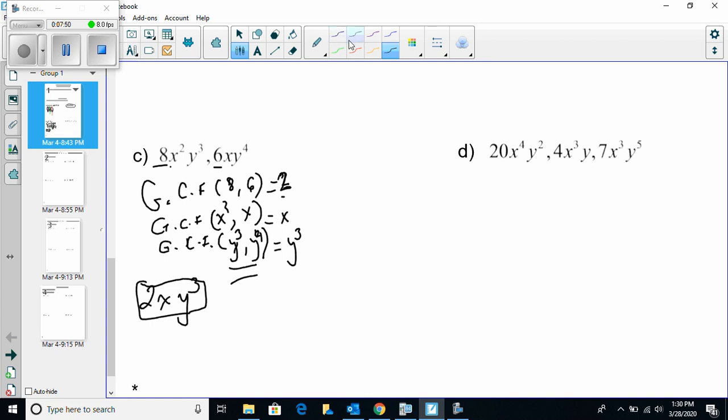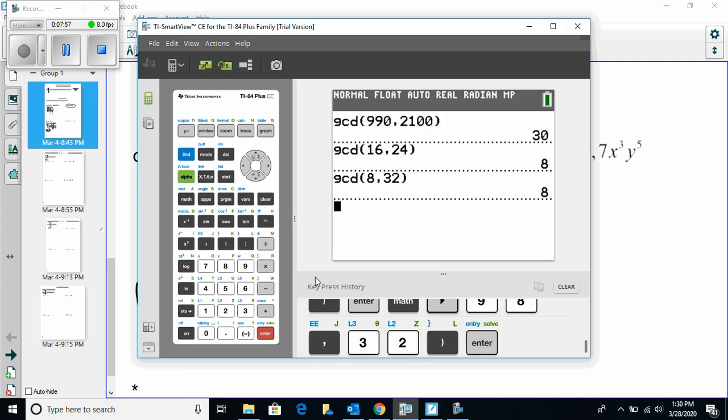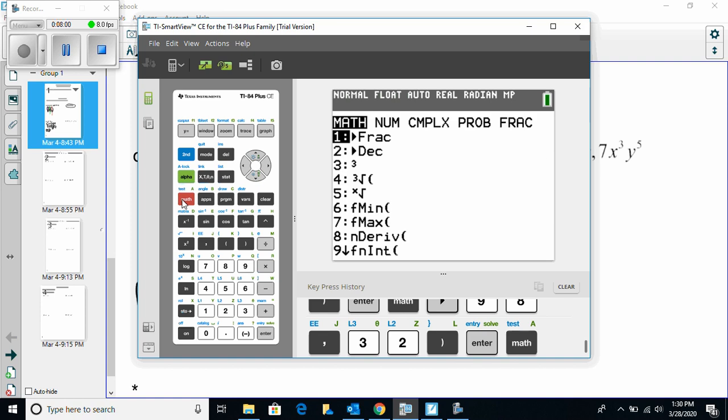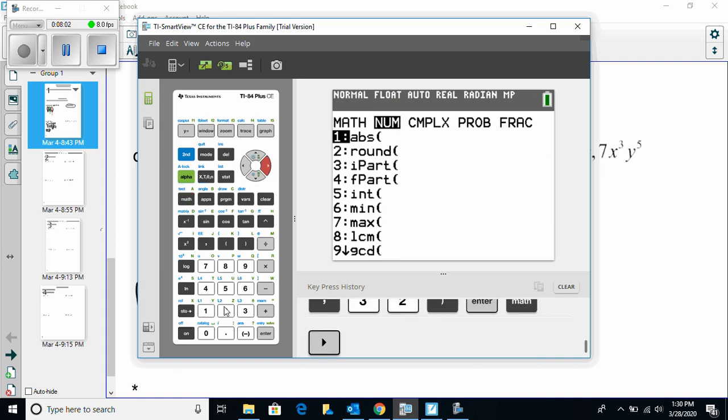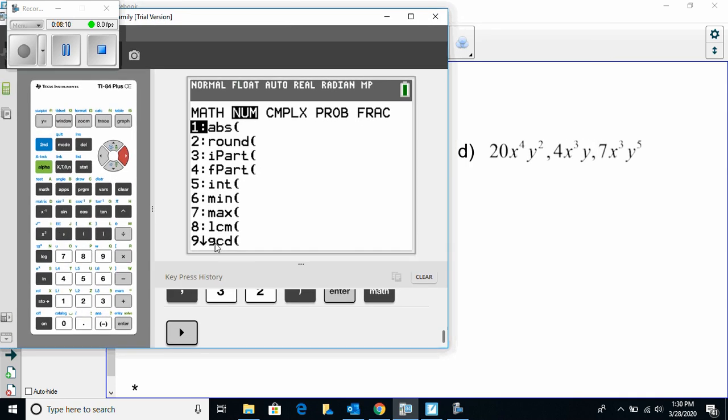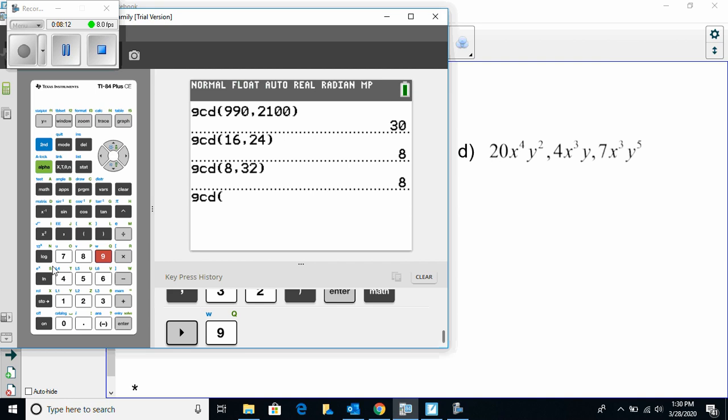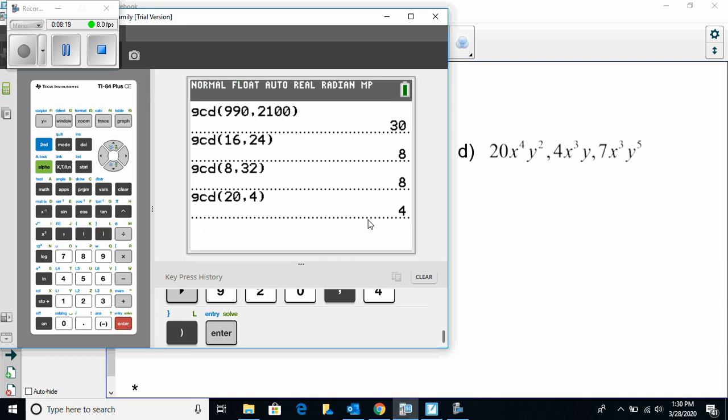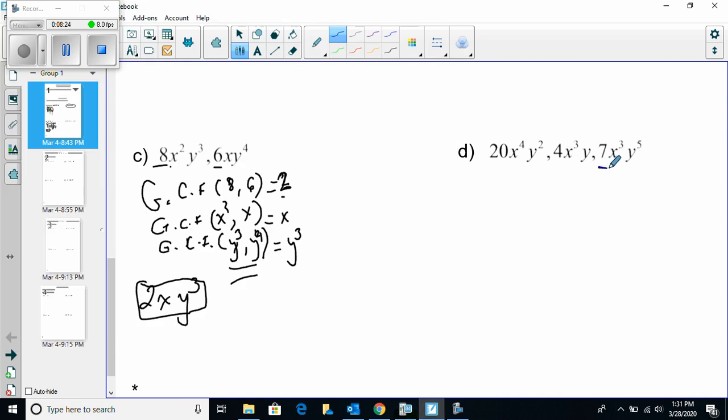And now if we move to the next one, where we have 24 and 7, let's try the calculator for this. So let's figure out what is the greatest common factor of 20. Yeah. So we'll pick number 9, and then we'll go 20, comma, and 4. So then we'll have 4, but we have another number that is 7.